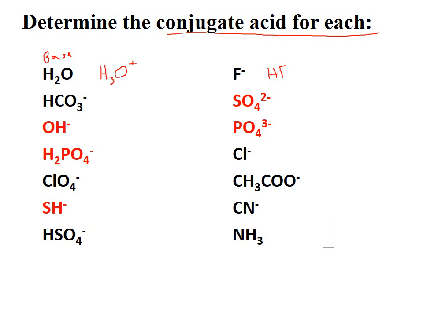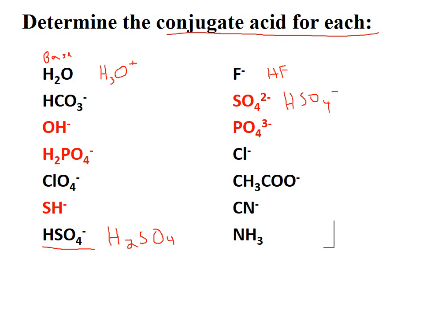Here we have SO4 2 minus, we have one H at a time, so we'd have HSO4 minus. Every H you add takes away one minus. Here we have HSO4 minus, this would become H2SO4. And then you take away that minus to make it SO4.